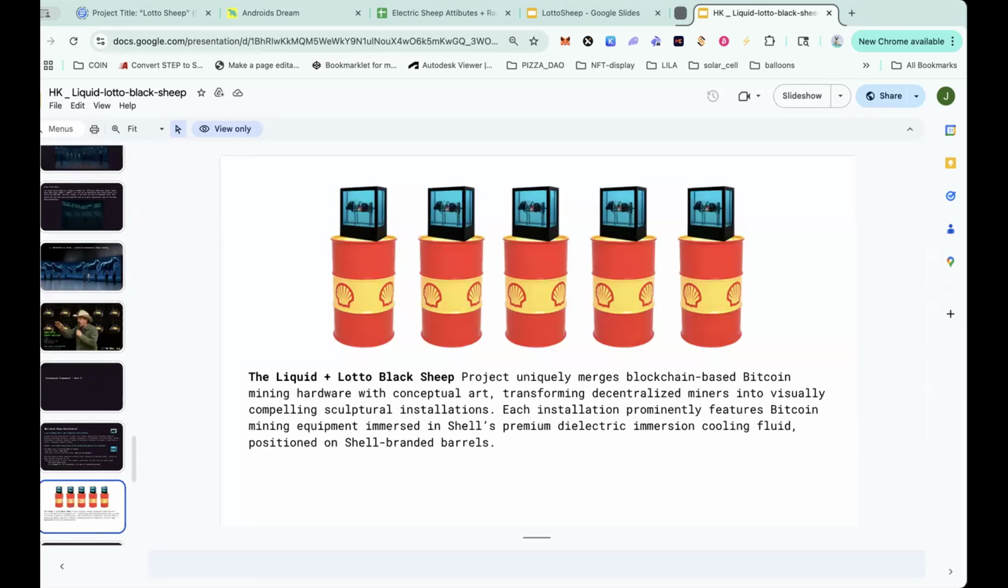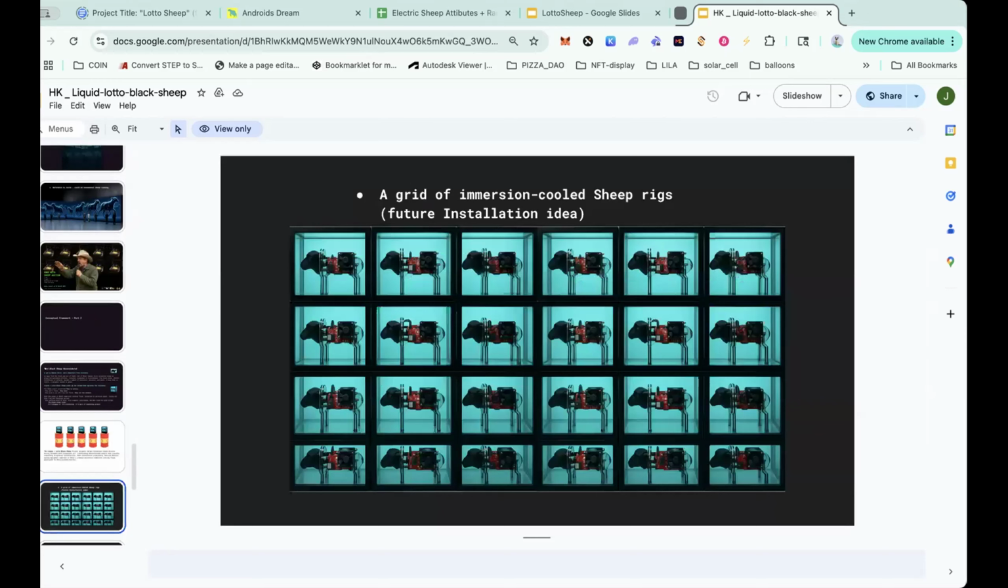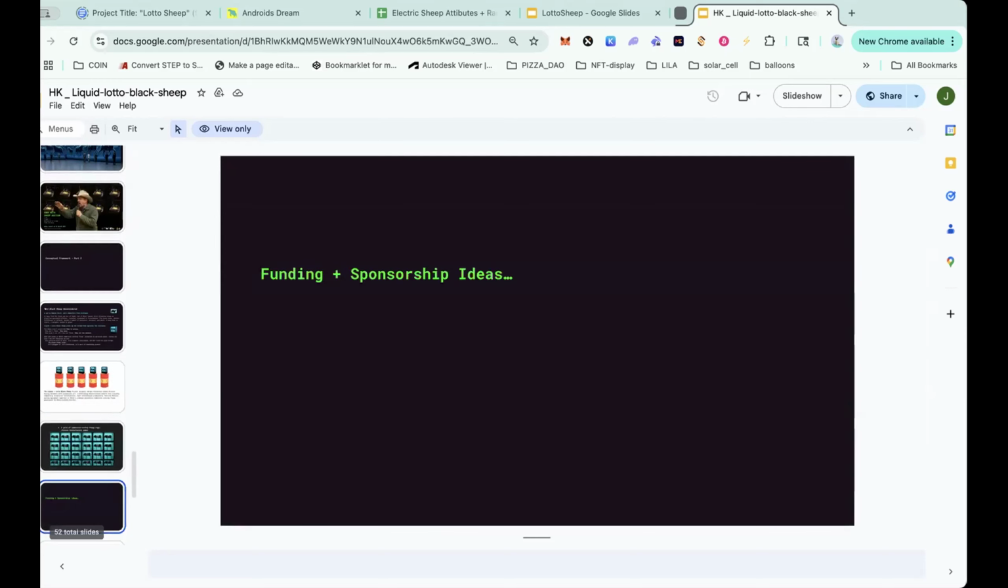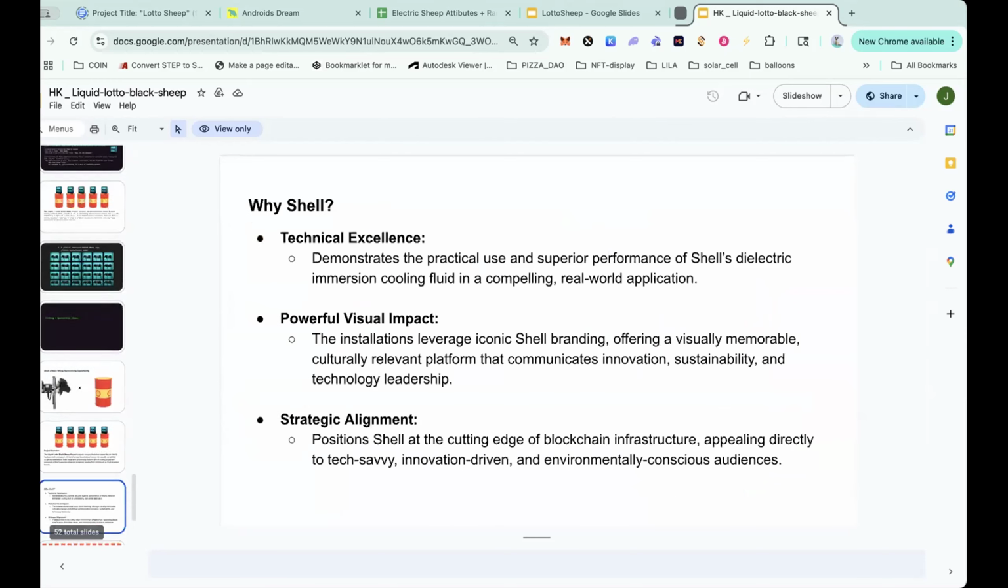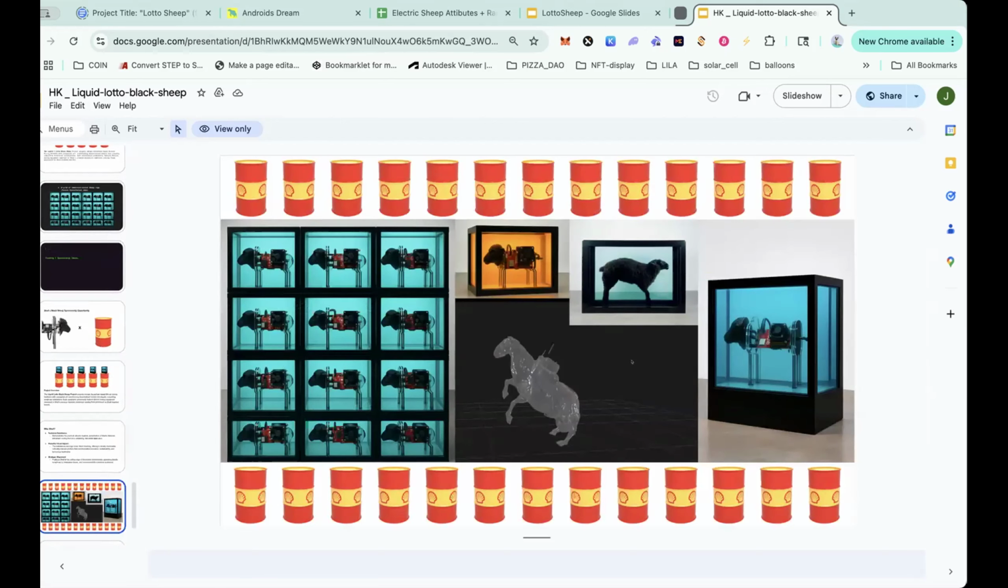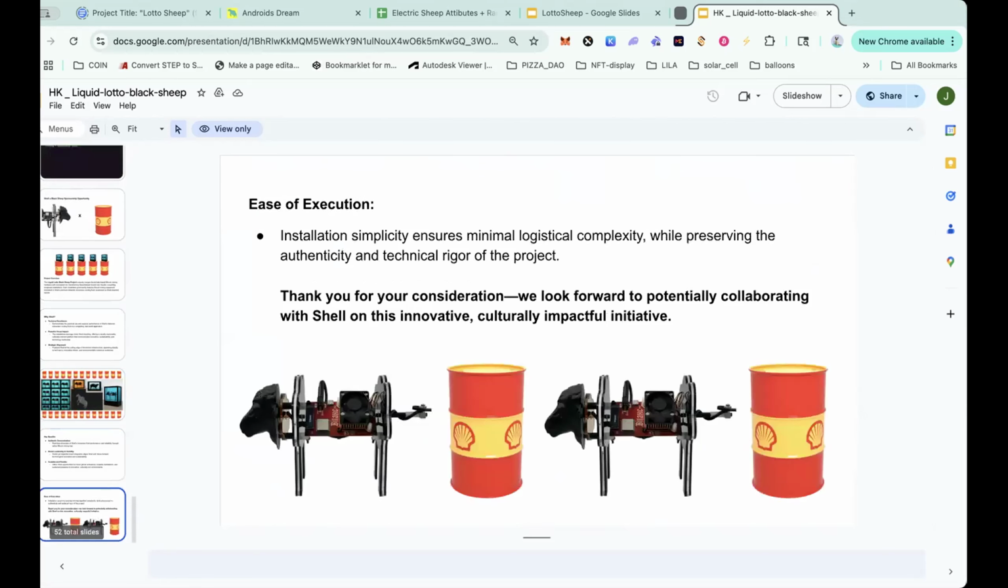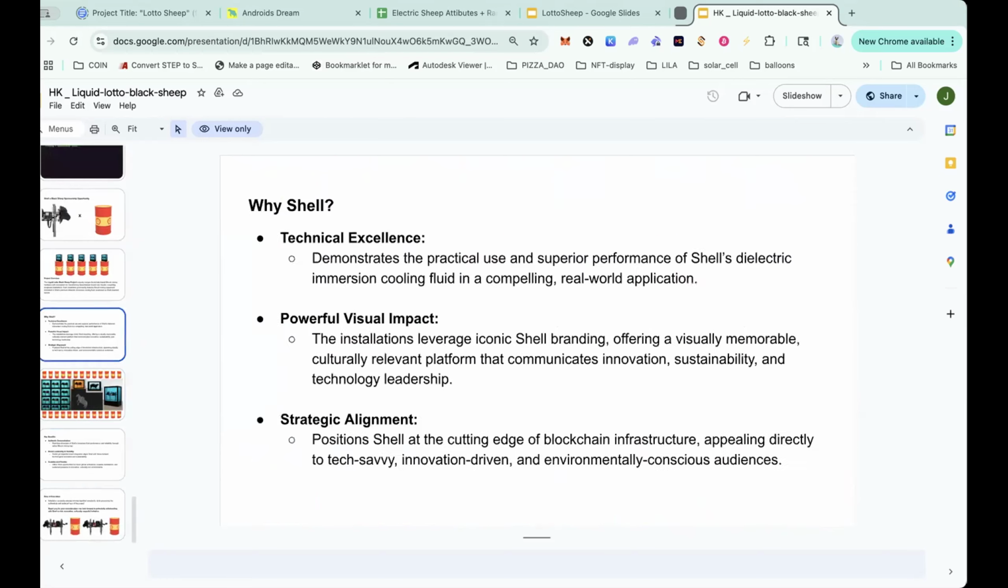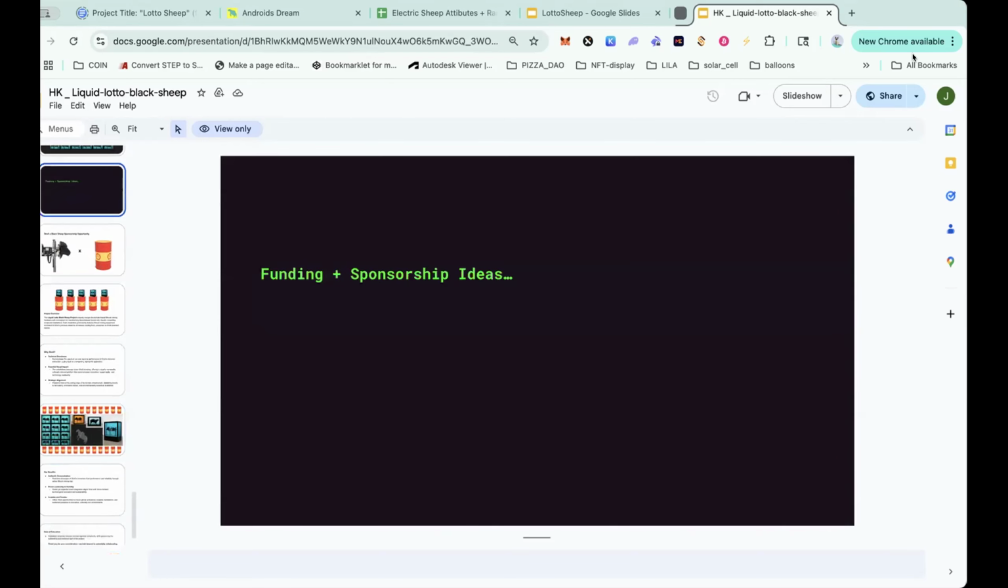And that was other sort of renderings of what it might look like in the future involving Shell and other ideas of how it would come together. And then this was just sort of a thing on how to get Shell involved because they have a presence in these sort of environments at these conferences and things. So I think that's it. That's what I got.